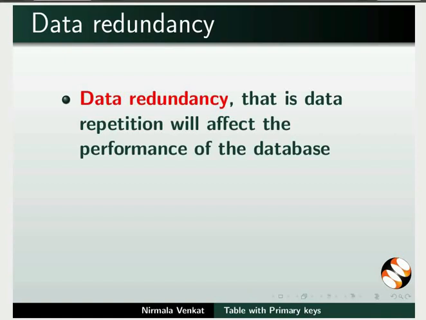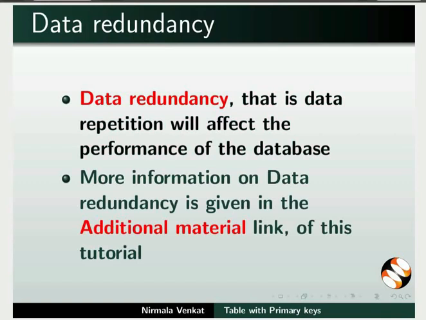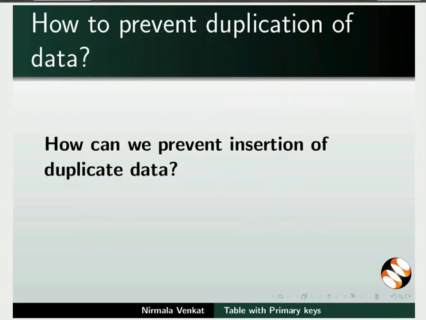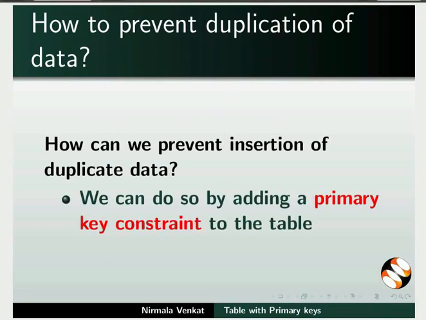The duplication of data is data redundancy. Data redundancy, that is, data repetition, will affect the performance of the database. More information on data redundancy is given in the additional material link of this tutorial. How can we prevent insertion of duplicate data? We can do so by adding a primary key constraint to a table.